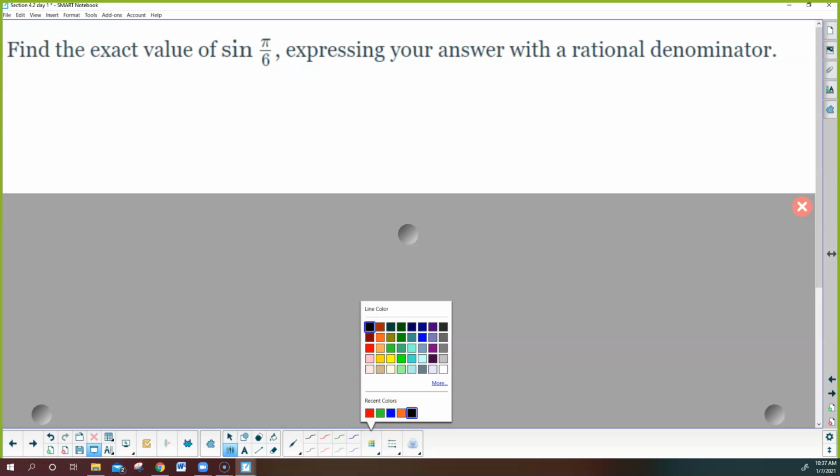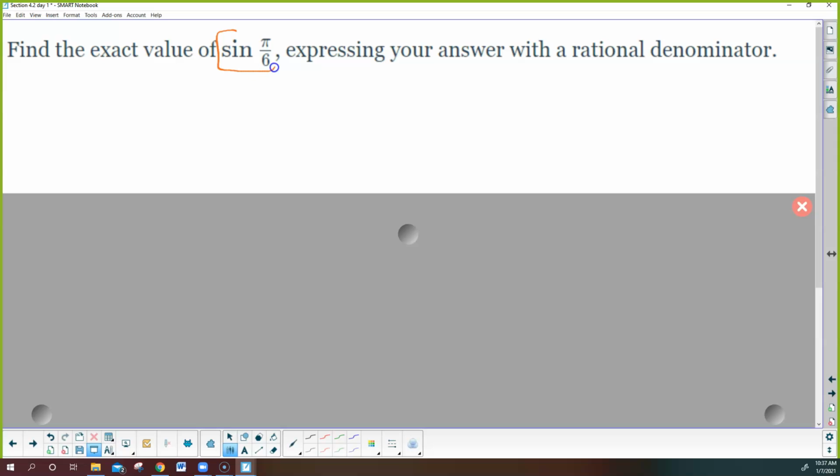All right, so let's look at what they tell us. Find the exact value of sine of pi over 6. Express your answer with a rational denominator, meaning we don't want square roots in the bottom. So here's the way my brain works. Pi over 6. The first thing I'm going to think of is, well, what is pi over 6? Pi is the same as 180 degrees. So if I take 180 and divide it by 6, this is the exact same thing as asking me to solve what is the sine of 30 degrees. Those are the same.